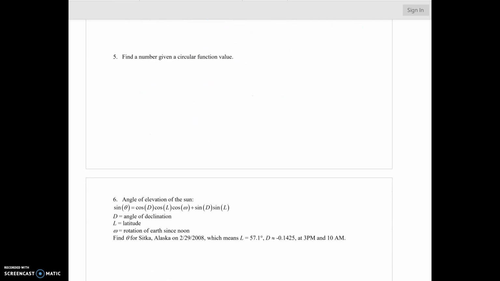Find a number given a circular function value. I'm going to ask you to find cosine s equals 0.75. So I'm asking you to find the value of s.